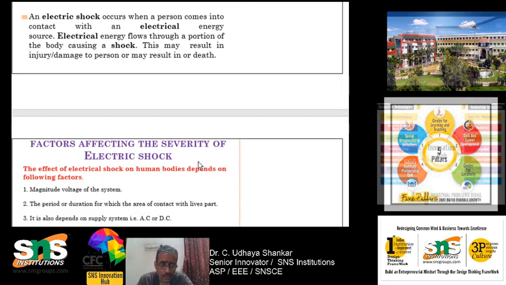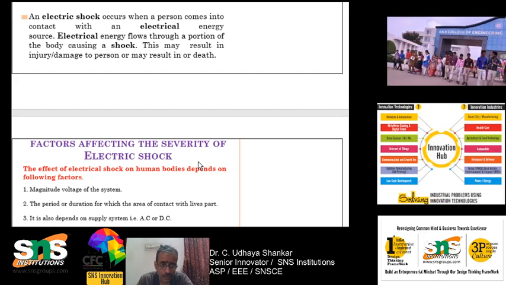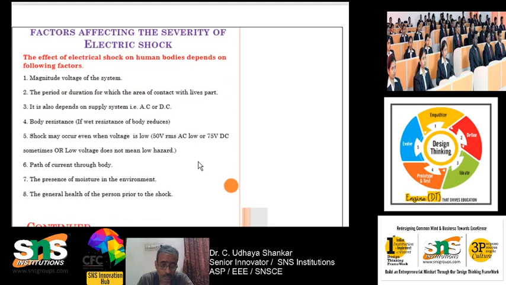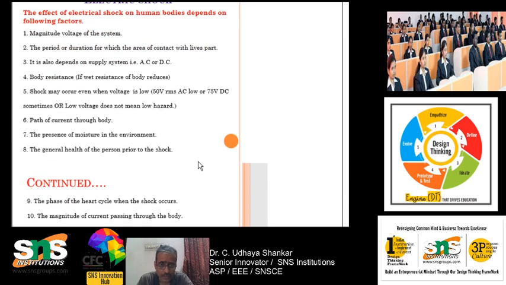So then, electrical shock. An electrical shock occurs when a person comes into contact with an electrical energy source. Electrical energy flows through a portion of the body, causing a shock. This may result in injury or damage to the person, or even death. So what are the factors affecting the severity of electrical shock?